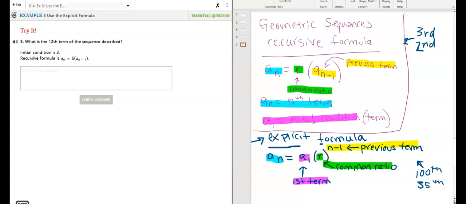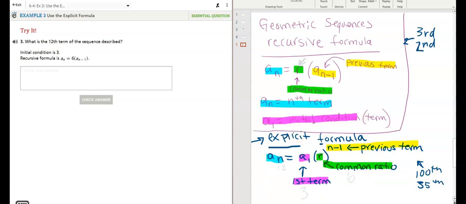So just so you know, what they gave you was the first term, which is 3. They gave you the r, because remember in the explicit formula, the number in front of those parentheses is r. So we know that our common ratio is 6. And they told you to find the 12th term. So can you put all of that together?